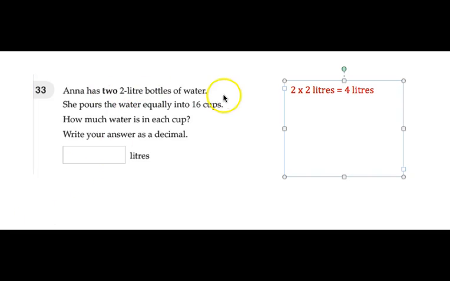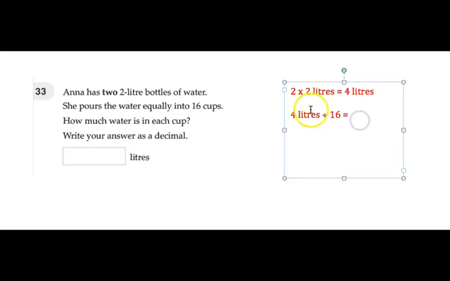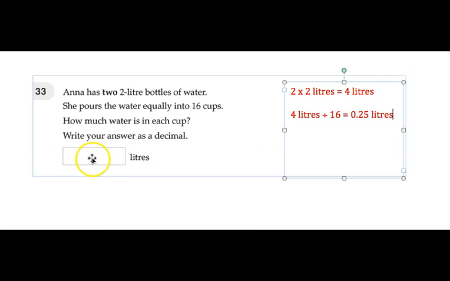So 2 2-litre bottles means we've got 2 times 2 litres, which is 4 litres, and then we're pouring that equally into 16 cups. So now it's 4 litres, and we're dividing by 16. Now 4 divided by 16 is, on your calculator, 0.25 litres. So you only need to enter the answer 0.25 there.